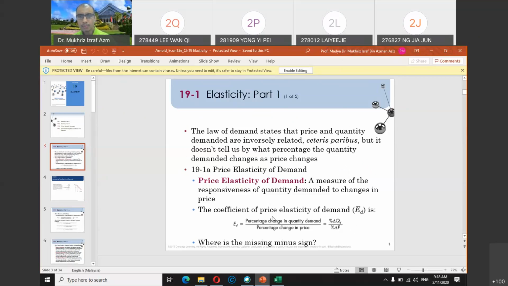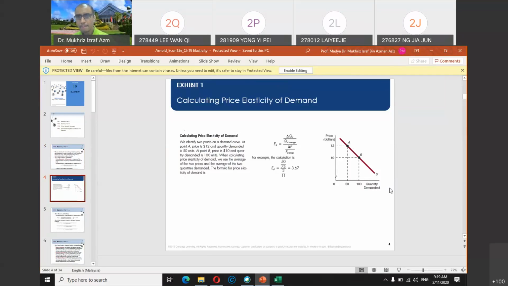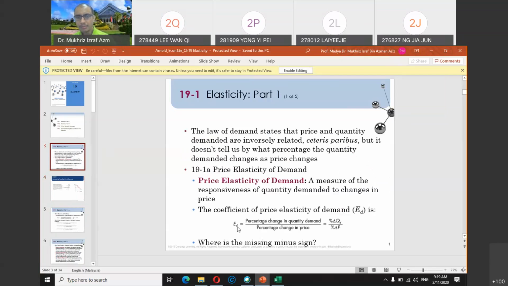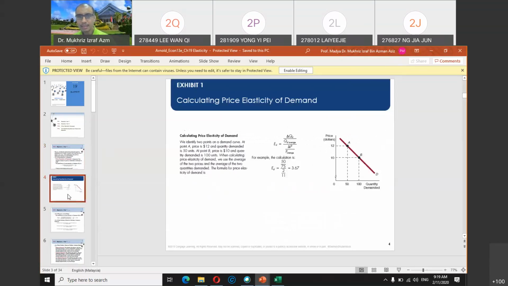Okay, one thing: where is the missing minus sign? Because the nature of the demand curve is downward sloping. Downward sloping means it's negative. So when you calculate the slope or the gradient, as you learned in mathematics in secondary school, if the shape of your linear diagram is downward sloping like this, the gradient or the slope will be negative as well. So when you calculate any elasticity of demand, you will have a negative value, meaning negative something. Why? Because the nature of the demand curve itself is downward sloping. So any value that you calculate for elasticity of demand, you will get a negative value.